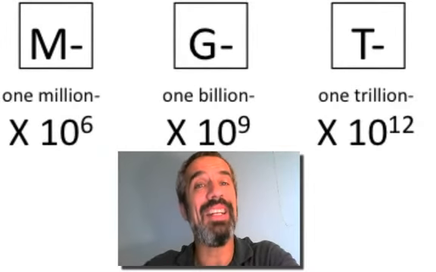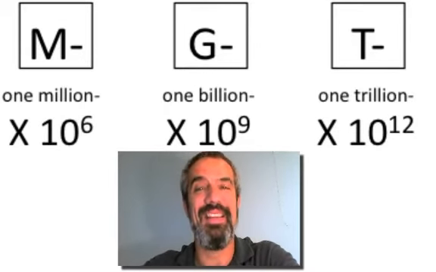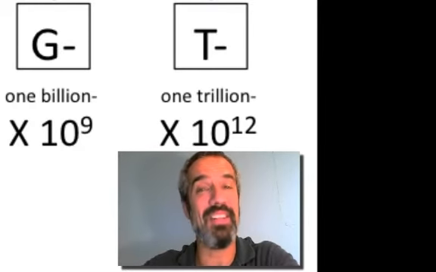3 notches higher, giga, capital G. It means a billion, 10 to the ninth. And you don't often hear about it, but tera, terabyte, another computer term, capital T. That's 1 trillion, and it's 10 to the 12th.